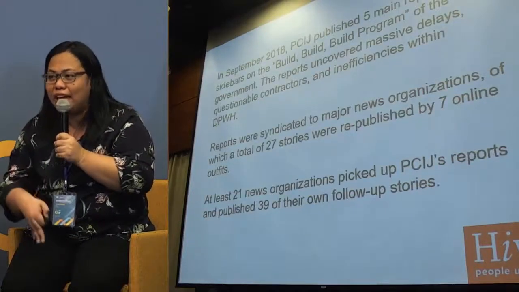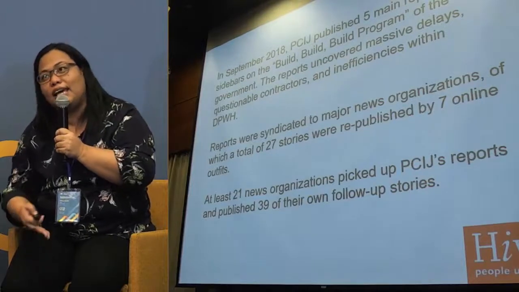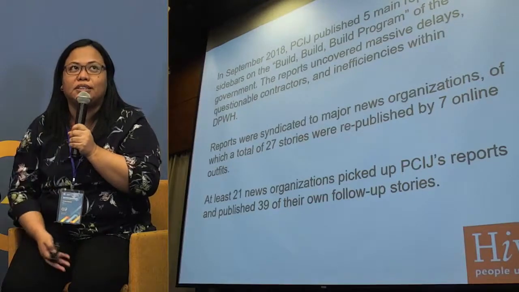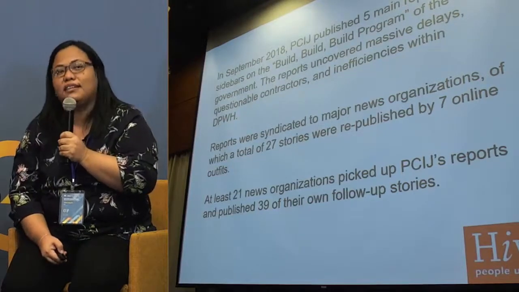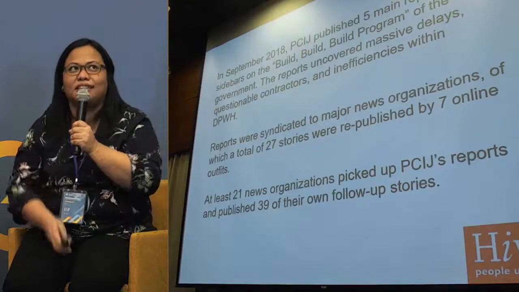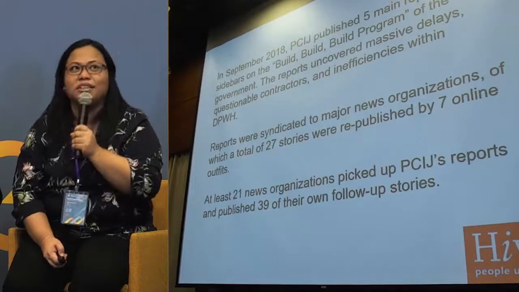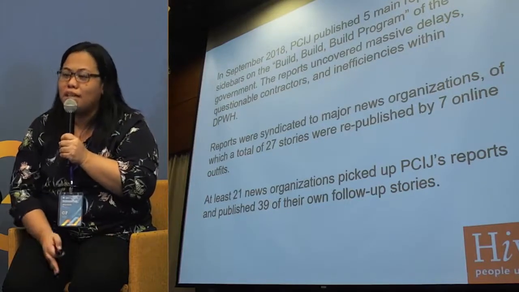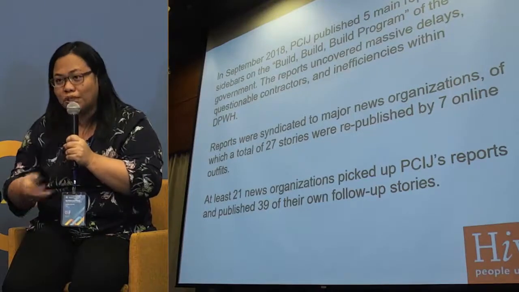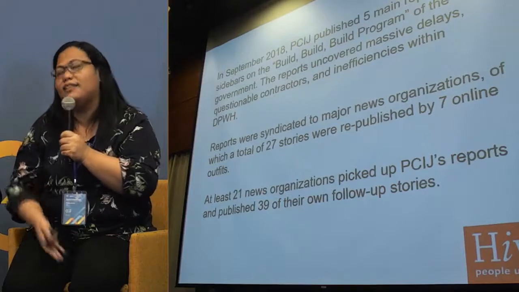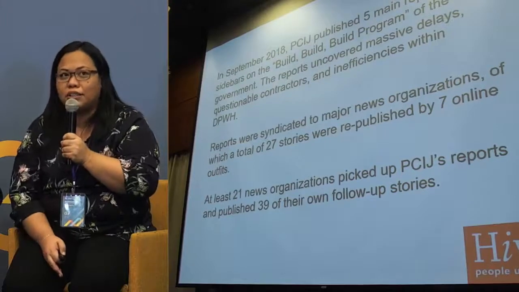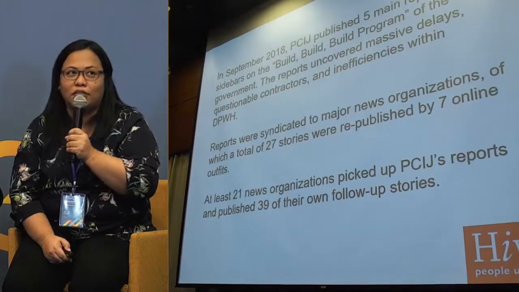So they took a deep dive into several contracts. And by September 2018, they were able to publish 5 main reports and 3 sidebars. And unfortunately, they uncovered massive delays, questionable contractors, and inefficiencies within the main implementing partner, the Department of Public Works and Highways. So the reports that they drafted were syndicated to major news organizations, of which a total of 27 stories were republished by 7 online outfits.